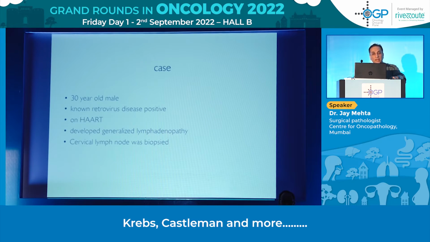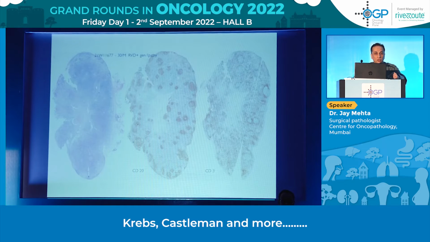So here's a case which I'm going to illustrate Castleman's disease for you. It's a 30-year-old male who had HIV. He's on antiretroviral therapy. He developed generalized lymphadenopathy, and one of his enlarged cervical lymph nodes was biopsied. So here's a 30-year-old male.